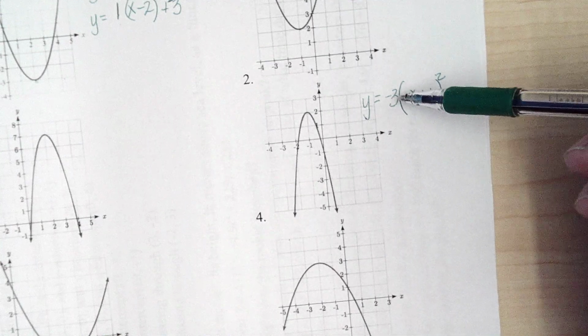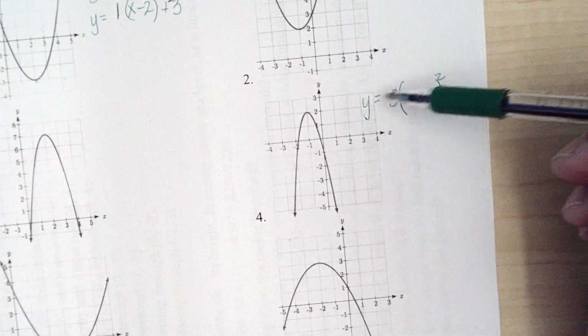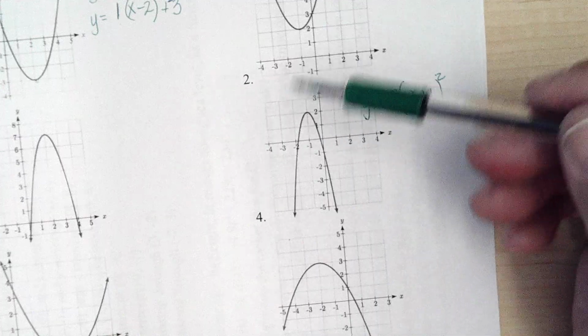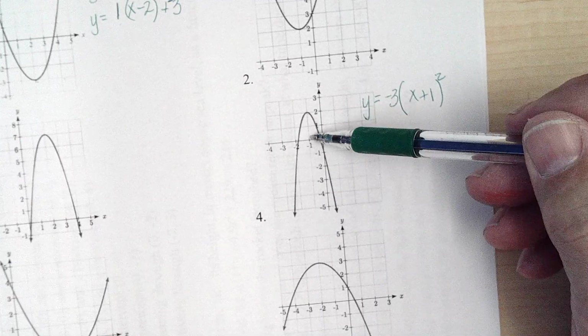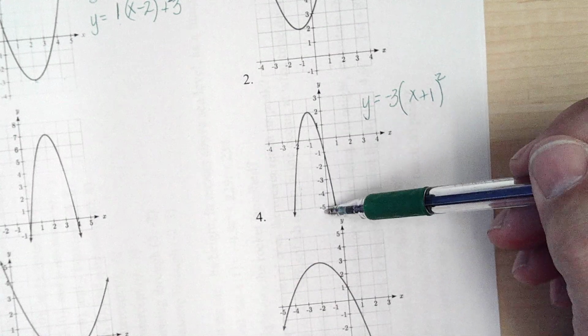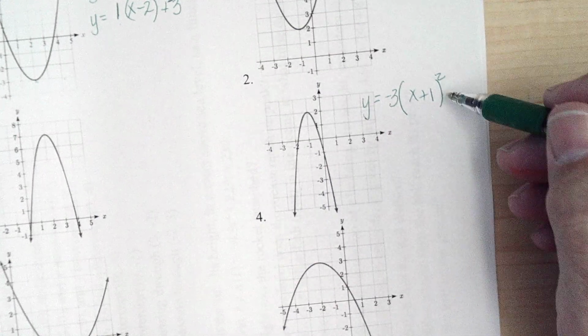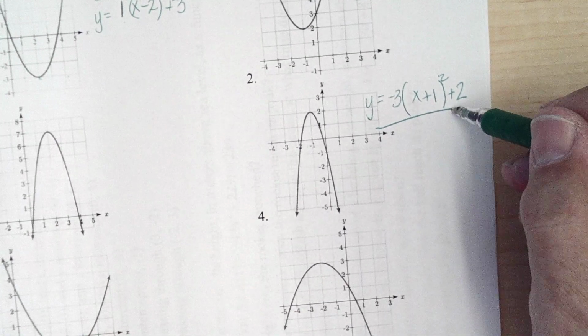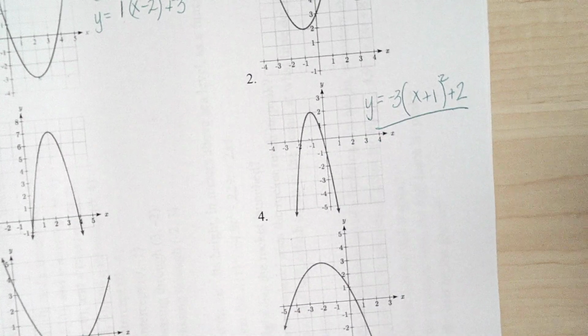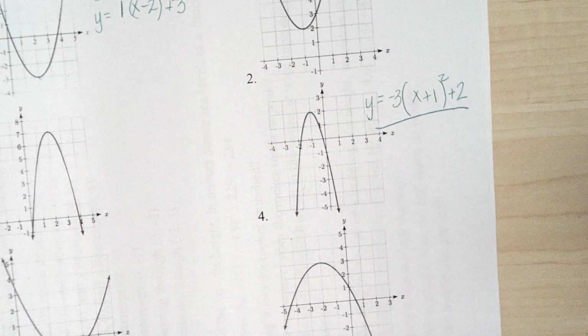And if we do the vertical stretch first, reflect it over and stretch it down at here, then it would be here, and it looks like it got moved up 2. So using our transformations, this is what that equation would look like. Okay?